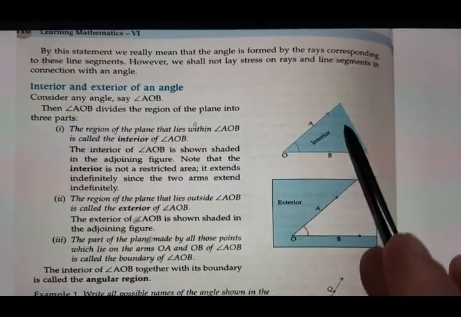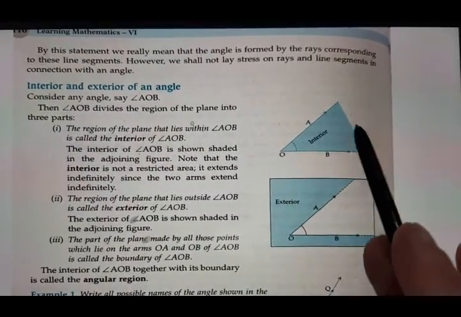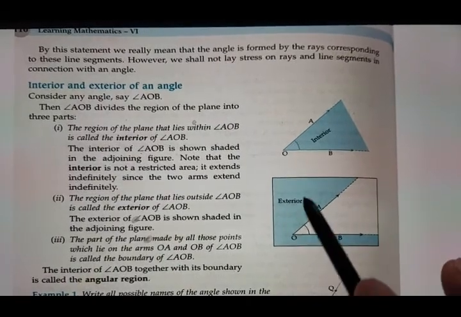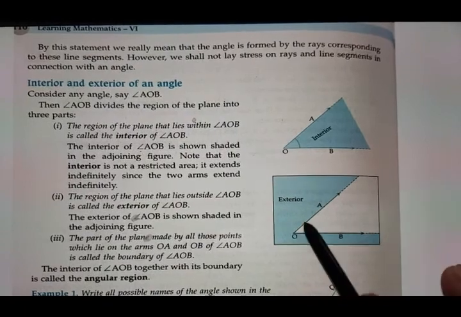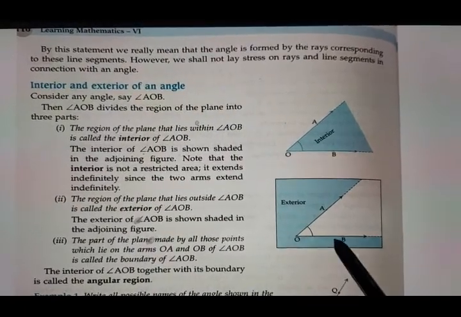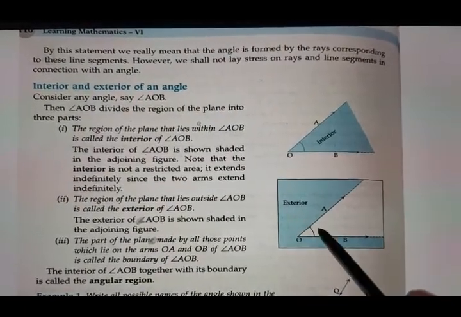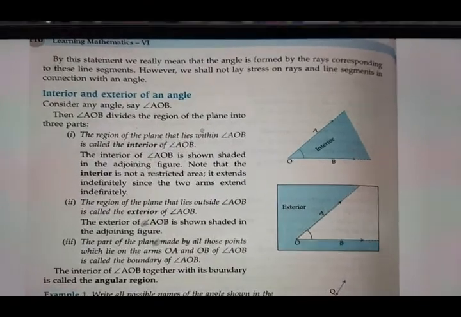I am telling you again, the interior region is inside this angle, the exterior is outside this angle, and the part of the plane made by all the points which lie on the arms OA and OB of angle AOB is called the boundary of AOB and is known as the angular region.